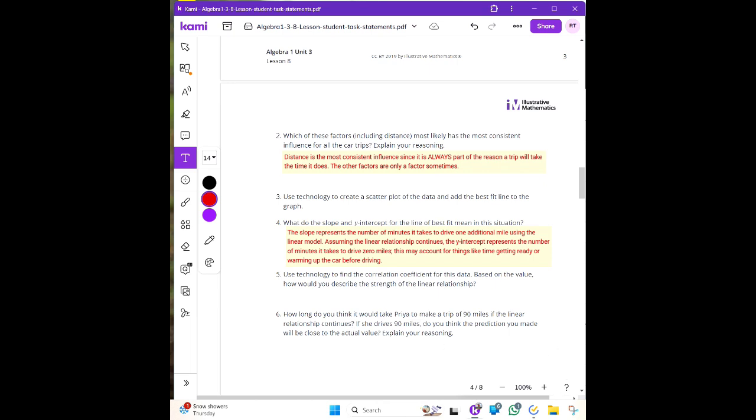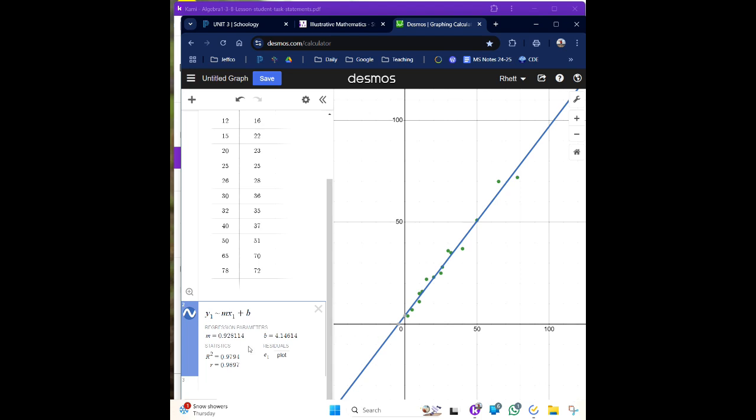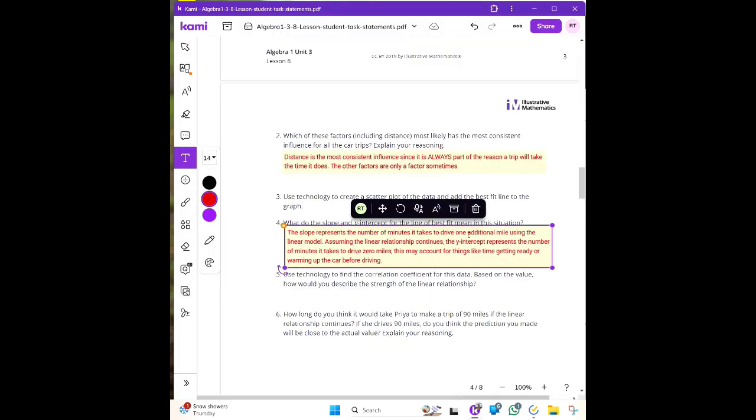So let's go back and take a look right here. So our y-intercept is 4.14. Okay, so that would be the time warming up the car or any of those other variables that we may have. And the slope is 0.93, okay, or 0.928, depending on how far we want to round. And so that is what gives us the slope, okay, the number of minutes it takes to drive 1 additional mile, okay, 1 additional mile. Okay, so let's take a look at the next one.